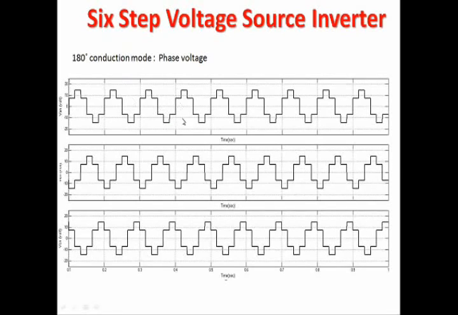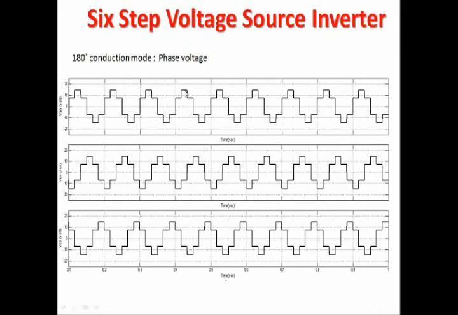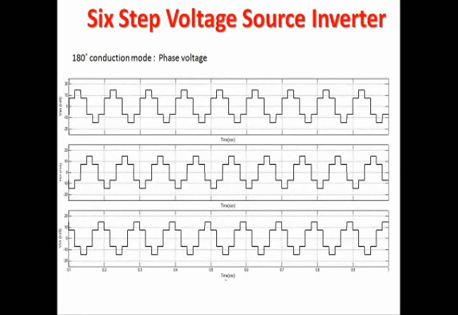These waveforms have 2 peak values, peak 1 value and peak 2 value. The peak 1 value is nothing but 2/3 of V input. If you are giving V input, that means DC input, as 24 volt, the peak 1 value will be 2/3 of 24, that means 16 volt.